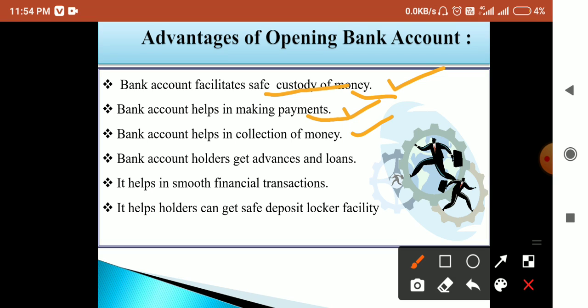Bank account holders also get advance and loan facilities provided by banks. It helps smooth transactions. It's very easy to transact money. A holder can also get a safe deposit locker facility. These are all the main advantages of a bank account.